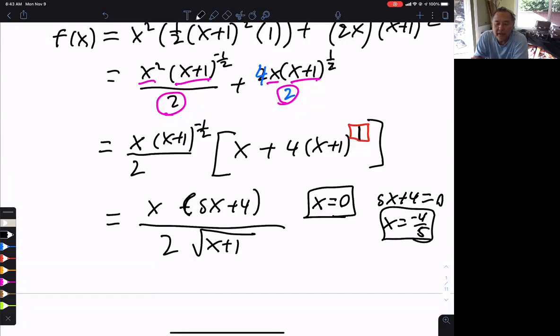There's your second one. And when else do we have a critical point? When the denominator equals 0, because that's when the derivative does not exist. So that's when radical x plus 1 is 0, or x plus 1 is 0, or x equals -1. So it looks like that's our answer, but we have to now look at the graph of this also.